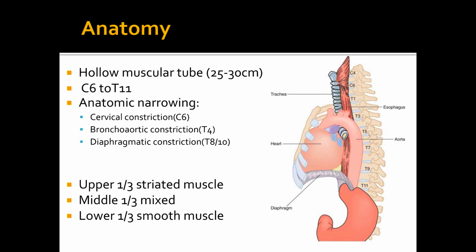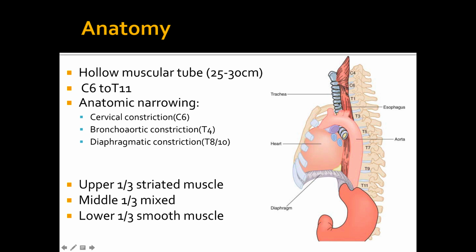So the esophagus is a hollow muscular tube. It extends from the C6 level of the cervical vertebrae. It starts at the cricopharyngeus muscle. It extends in the posterior mediastinum in the chest down to your T8, T10 diaphragmatic hiatus opening. Then it enters the abdominal cavity.